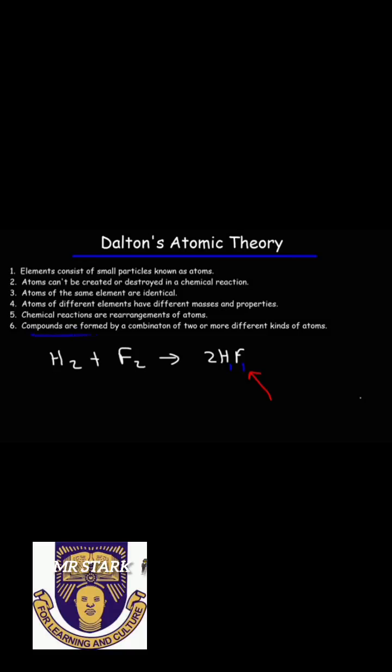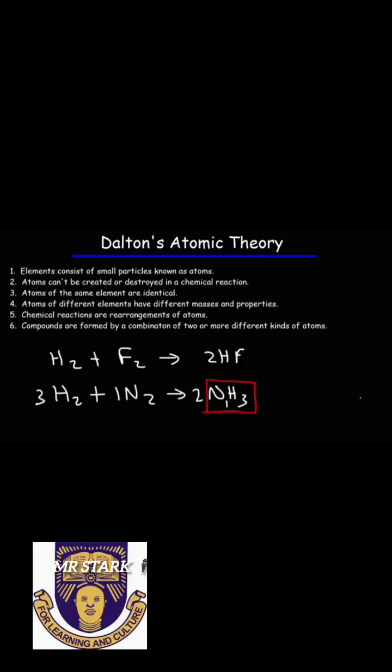So he also believed that compounds are formed by the combination of 2 or more different kinds of atoms. Here we have 2 different types of atoms, and we were able to create a compound from that. Here's another example. Hydrogen gas reacts with nitrogen gas to produce ammonia. This reaction is associated with the Haber process. Ammonia is a compound that contains 1 atom of nitrogen and 3 atoms of hydrogen. So anytime you have a substance composed of different kinds of atoms, you have a compound.